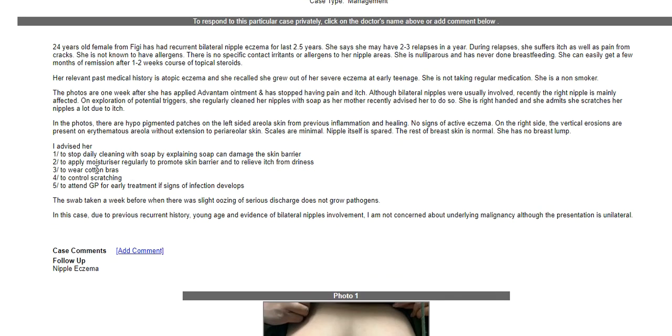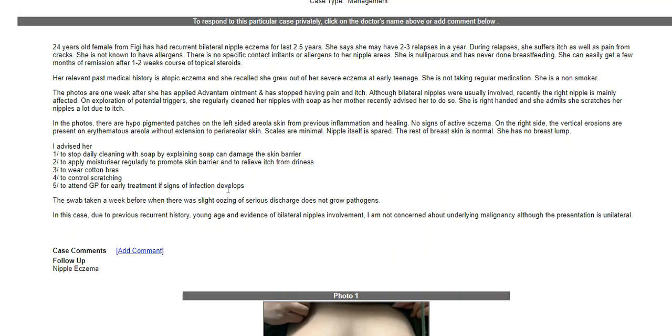You gave her general advice: stop daily cleaning with soap. Apply moisturizer regularly. That's probably good, Dermis, some of the thick moisturizer applied to the skin. Wear cotton bras, no nylon or anything that's going to make us sweat. Attend the GP early if signs of infection develop. I'd probably give her a tube of Bactroban to have handy at home as well. The Advantan's quite a good choice there. You might even need a stronger topical steroid at first.